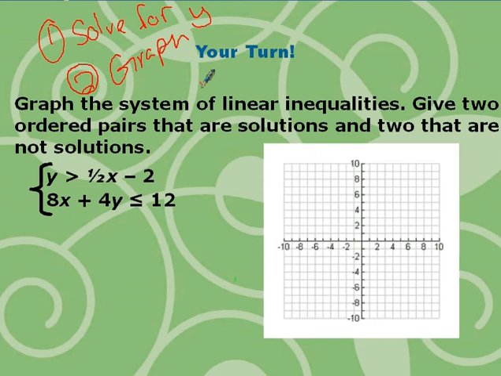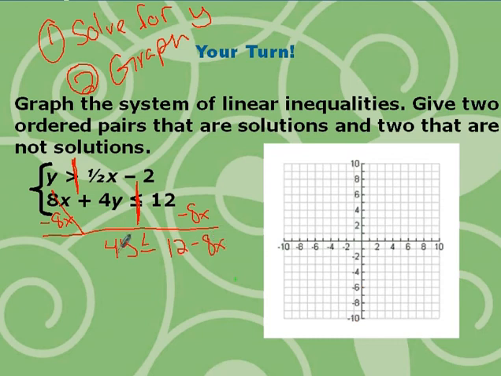Okay, so on the top one, y is already by itself, it's already solved for y. On the bottom equation, y is not by itself, we need to get y by itself. So we subtract 8x from both sides. And then we're left with 4y is less than or equal to 12 minus 8x.